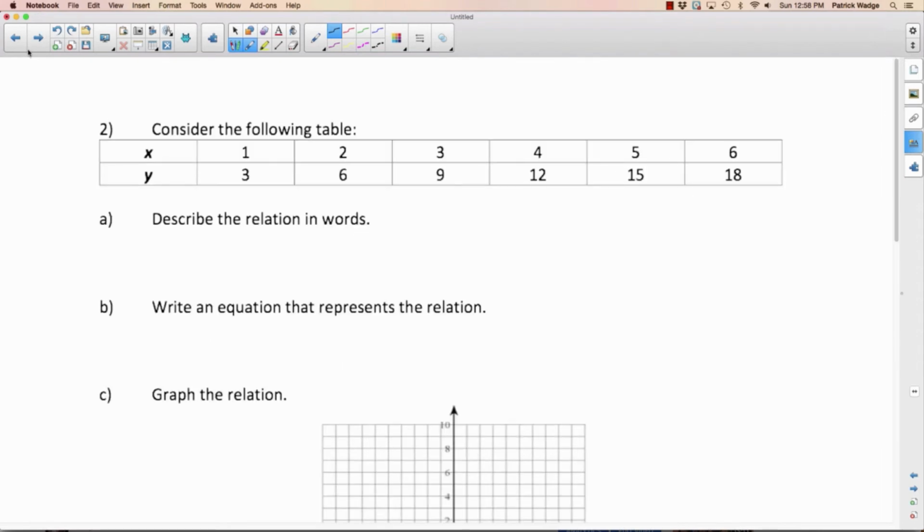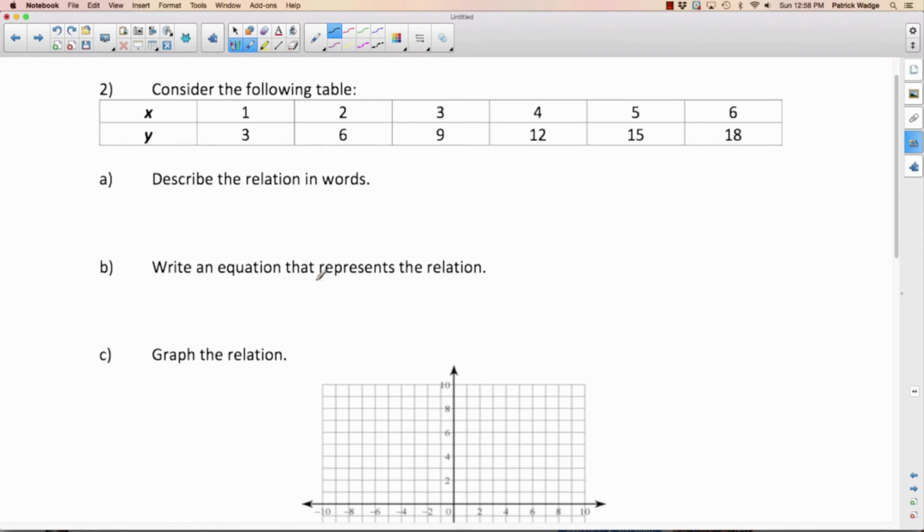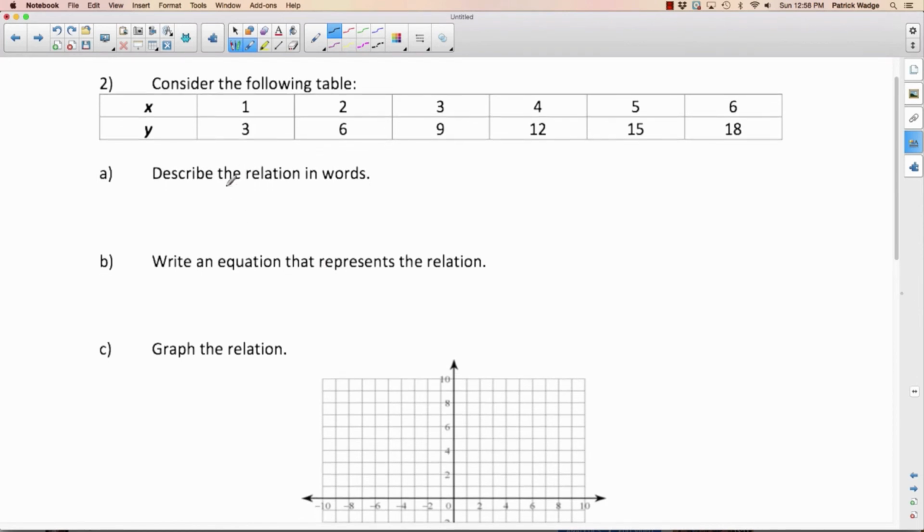All right, what are we doing now? This time I give you the table and you have to express it in words, equation, and graph. So I guess it'd be easiest to do the graph next, wouldn't it? But I'll do it in the order it says. Describe the relation in words. So here's where you have to look at the pattern again. You got to figure out what the pattern is.